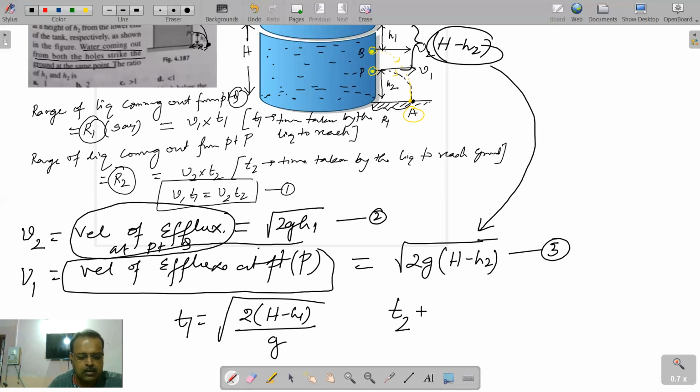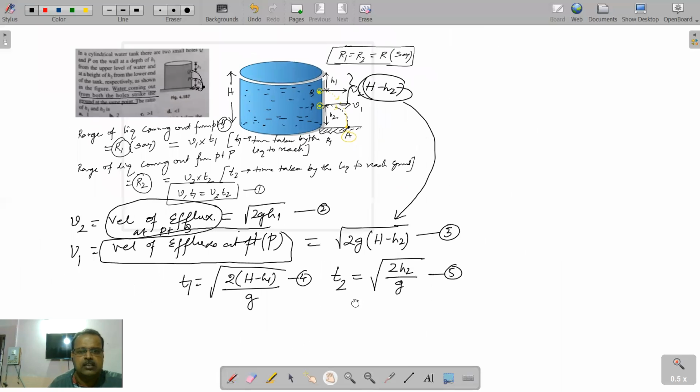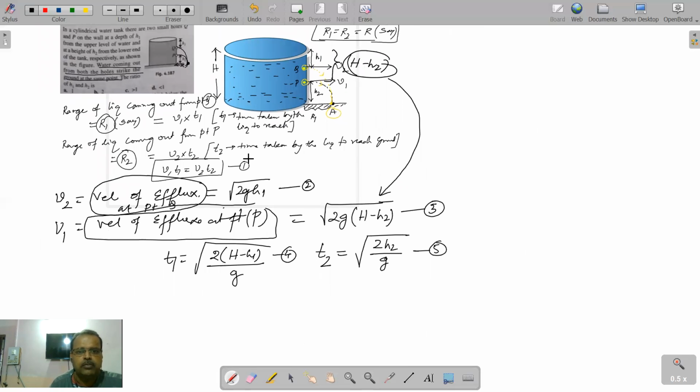Similarly, how much will T2 be? The value of T2 will be root over 2 into h2 by g. So that is the value. So this is equation number 4 and this is equation number 5. So you have got a total of 4 equations from this problem. So now you have got 4 equations: number 1 equation is this, number 2 equation is this, the velocity of efflux at the point Q. So this is the point Q and this is the velocity of efflux at the point P.